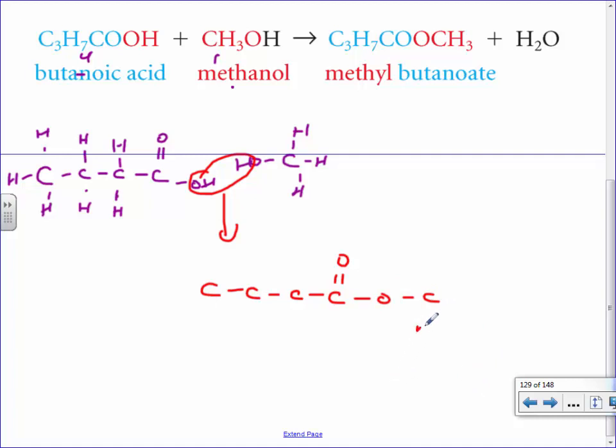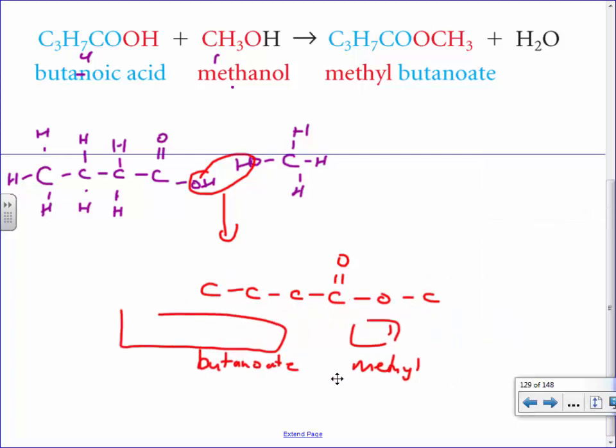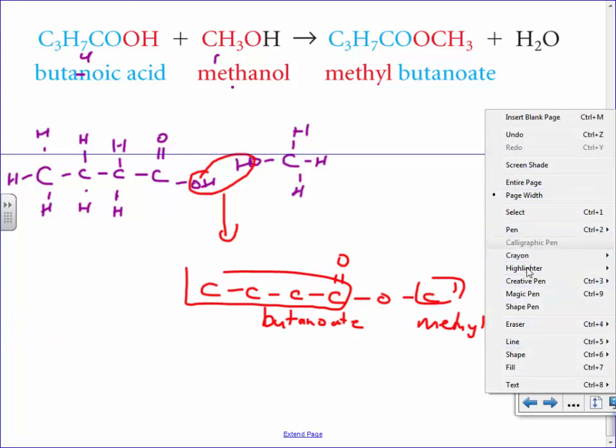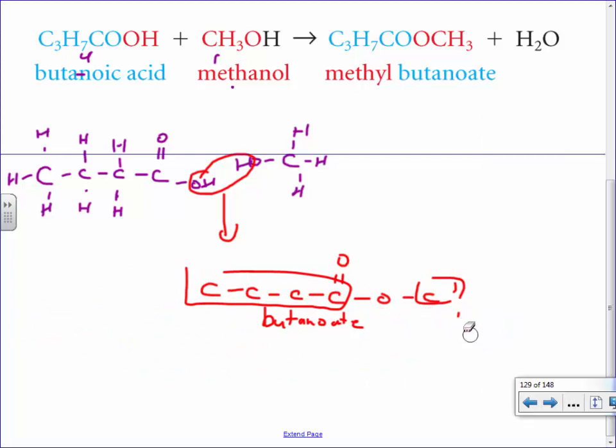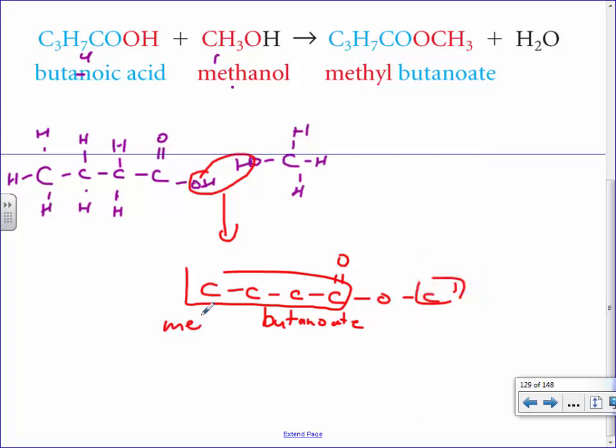How do you name it? You call this a methyl for the one right here. And then for this one right here, it's a butanoate. Except you put the name in the front. So this methyl actually goes first. Does this make sense?